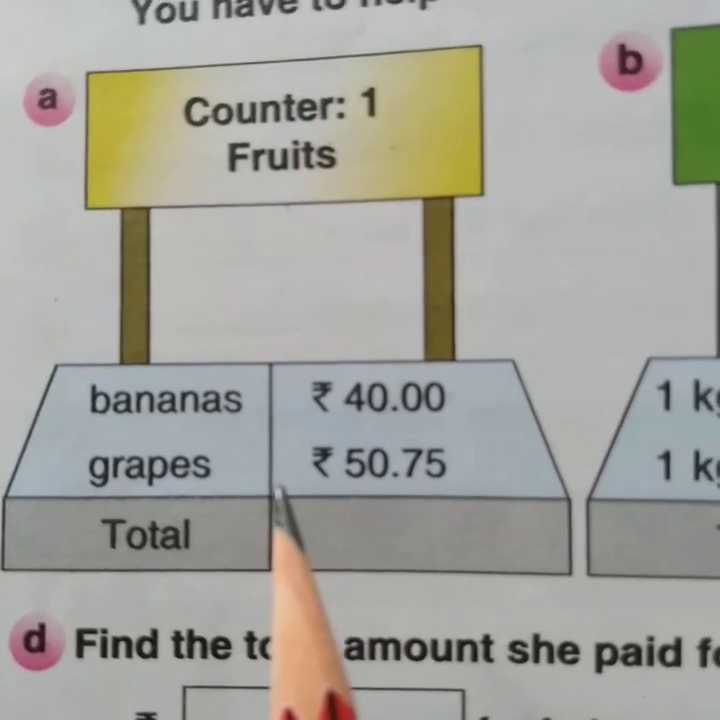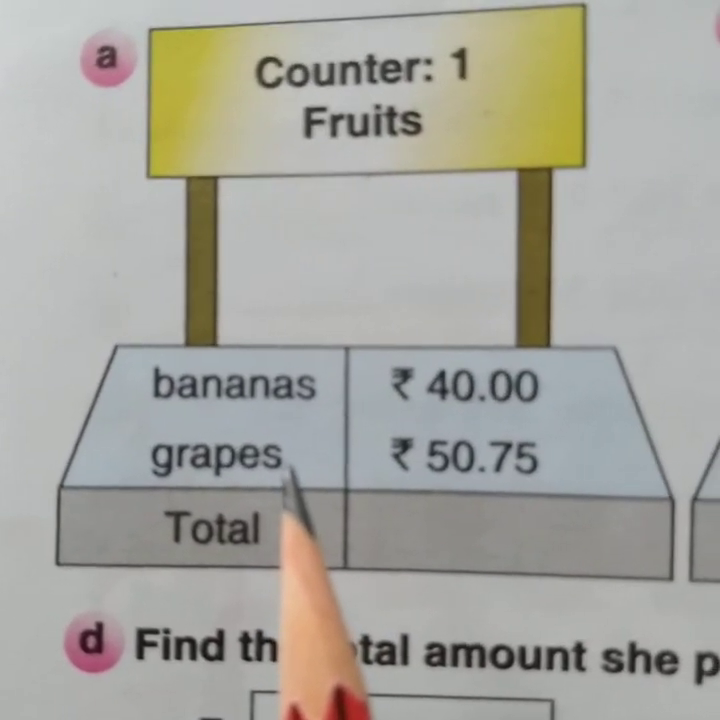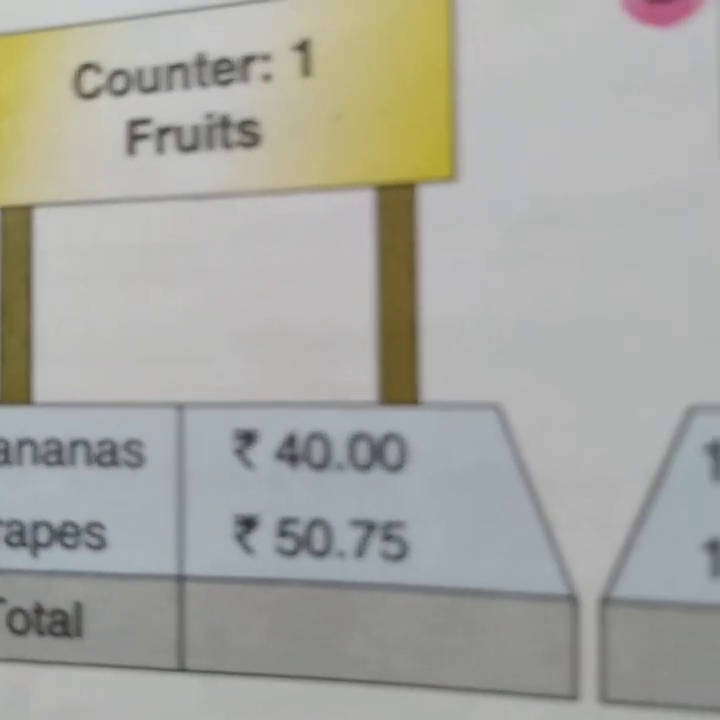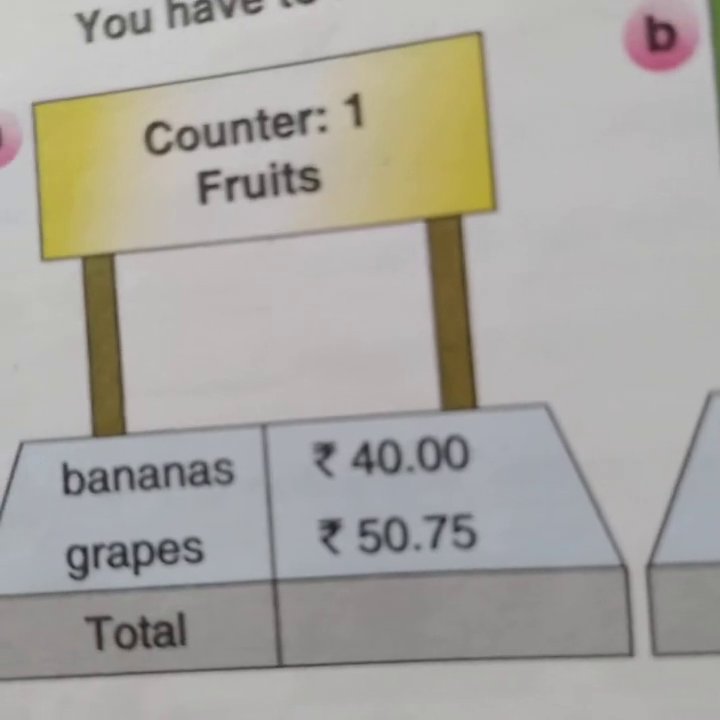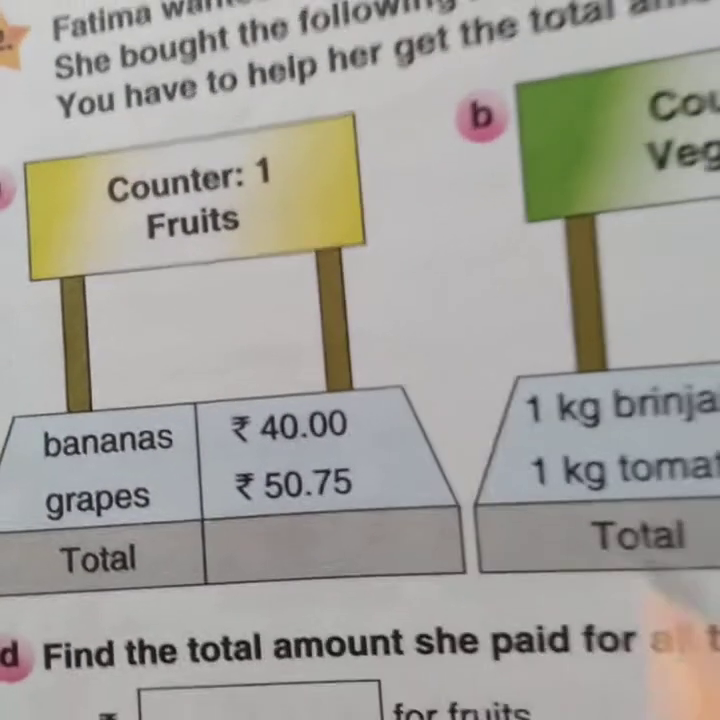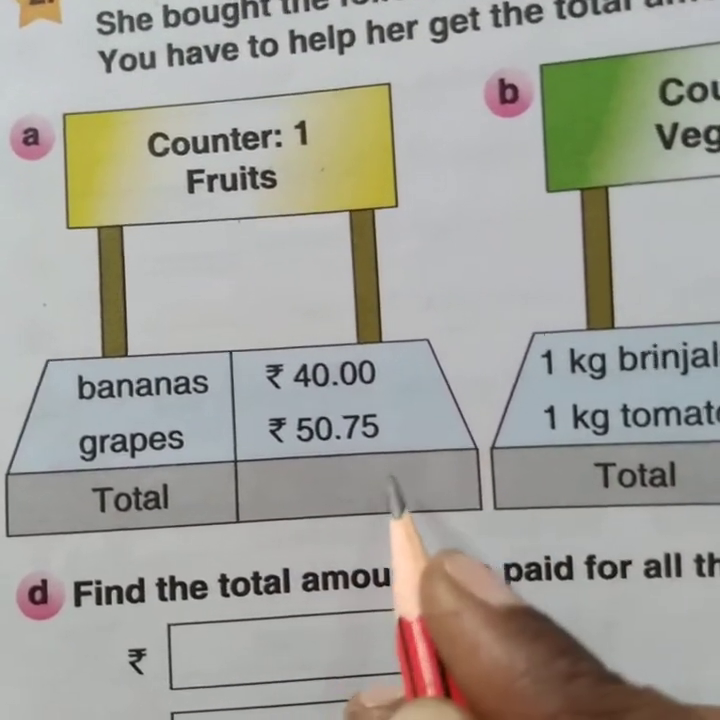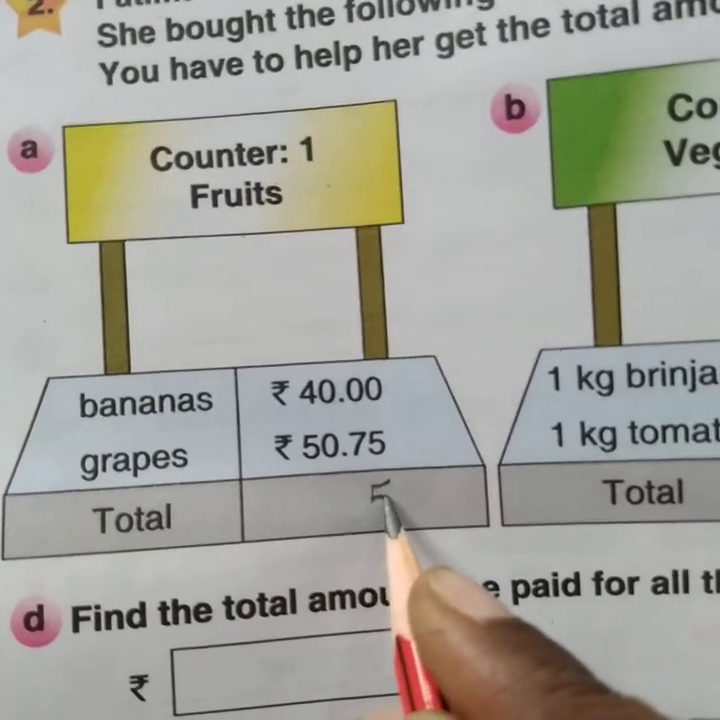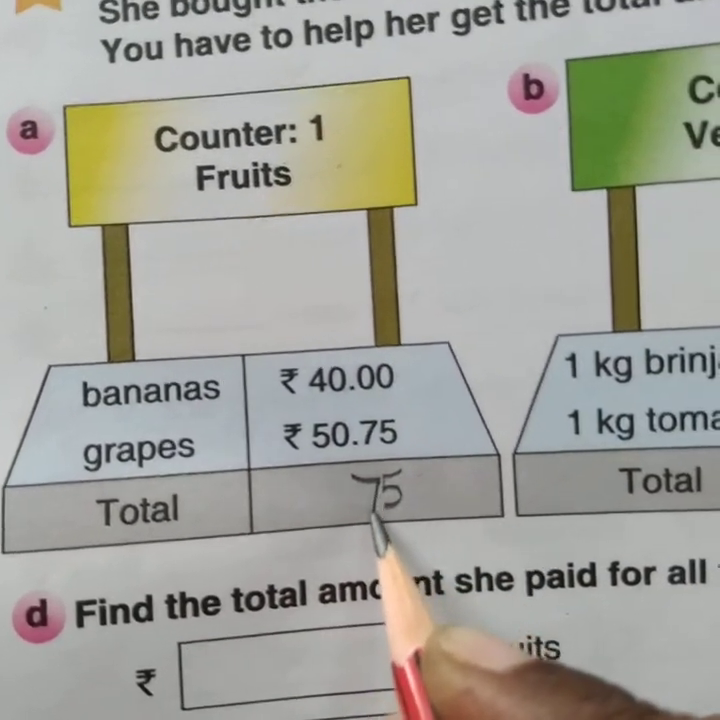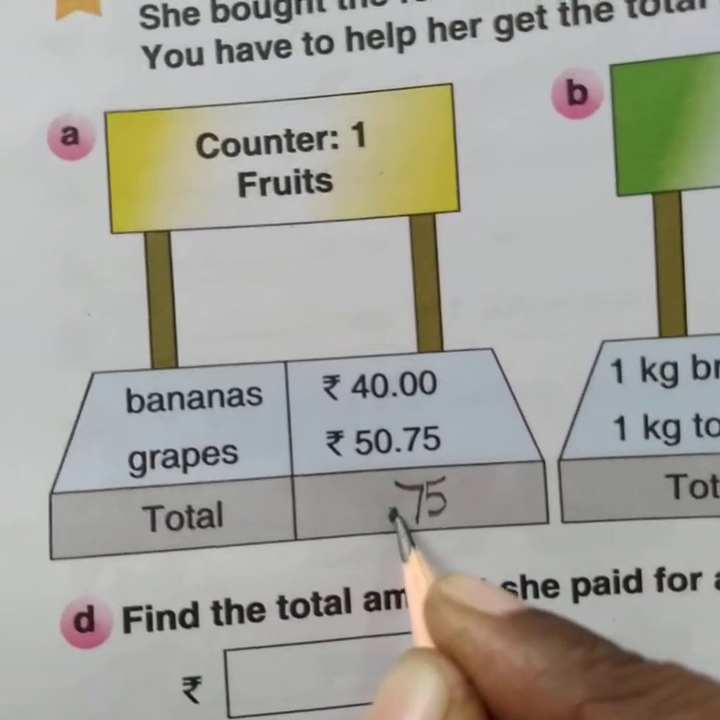Remember children, when we have to add the rupees and paise, we have to follow the rules of addition. Okay. So here first we have to add the paise, then we have to add the rupees. Okay children. So see here, 0 plus 5, 5. 0 plus 7, 7. Okay. You can insert the point.